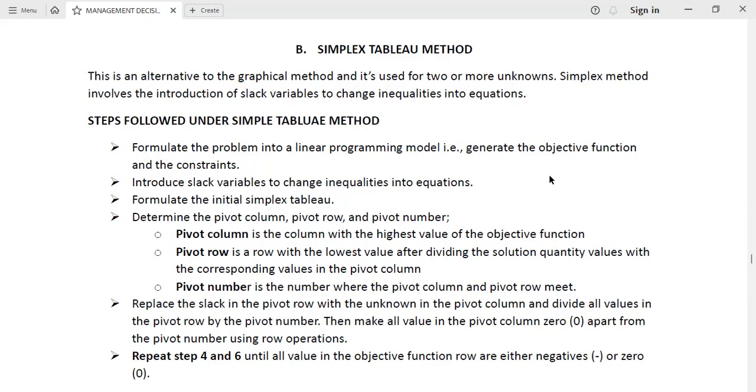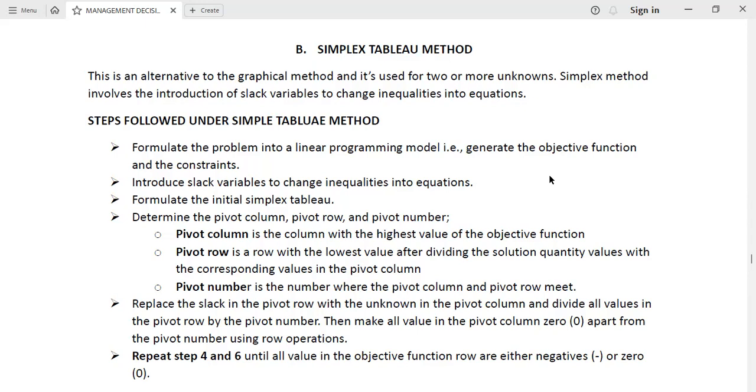So that's basically what we can talk about as far as the theoretical aspect of the simplex method is concerned. The other aspect we can talk about is the steps that we are supposed to follow when we are using the simplex tableau method. In other words, when we are computing any linear programming model, we need to make sure that we follow these steps so long as we are using the simplex method.